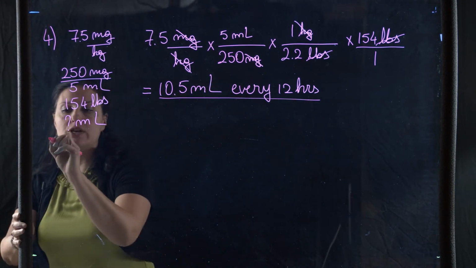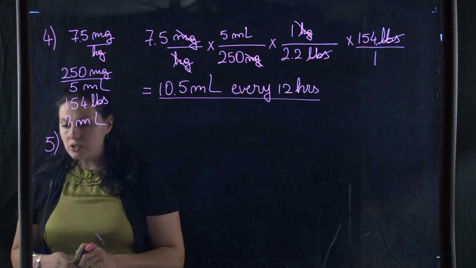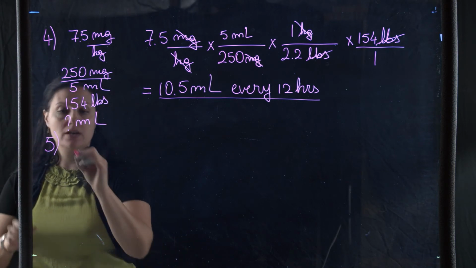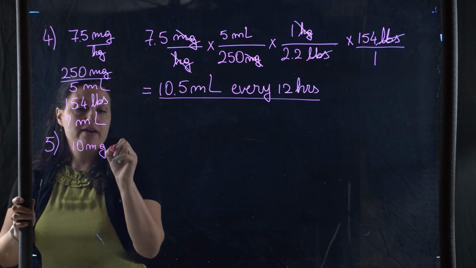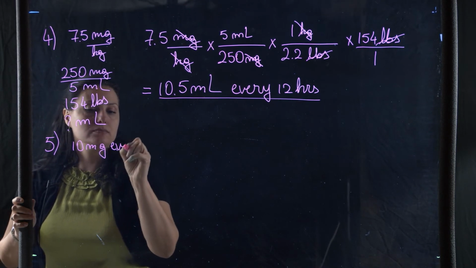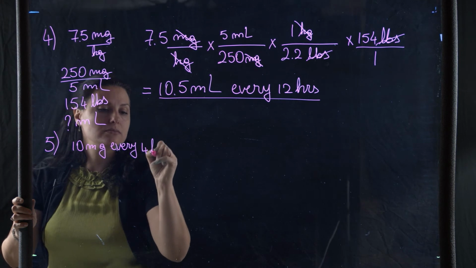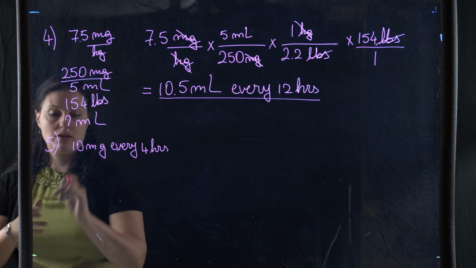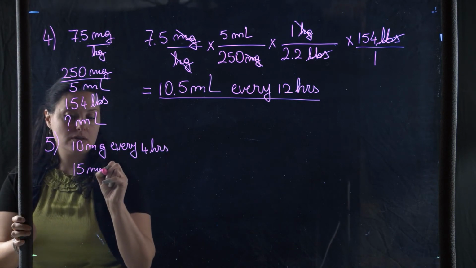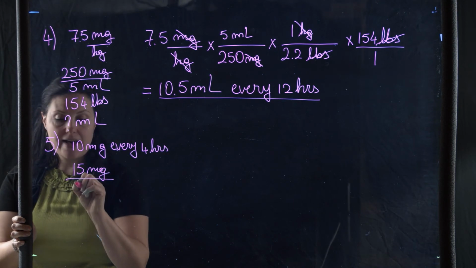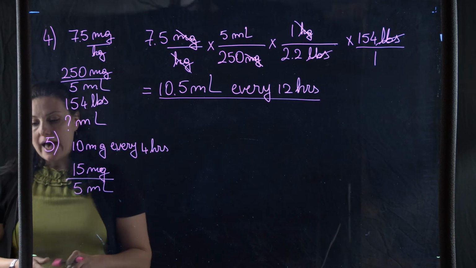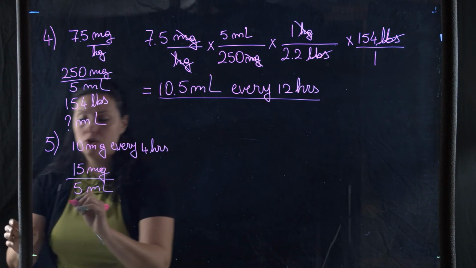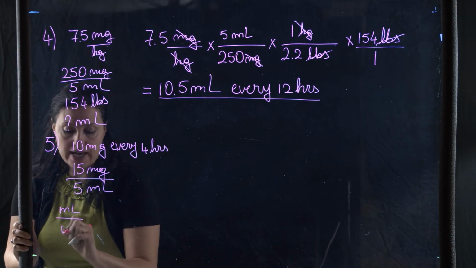Now let's look at question 5, the last one. A doctor's order is 10 milligrams every 4 hours of codeine sulfate for pain. So 10 milligrams every 4 hours. The strength of the codeine sulfate is 15 milligrams over 5 milliliters. How many milliliters of this drug will you administer to the patient in 1 day? So how many milliliters per day?